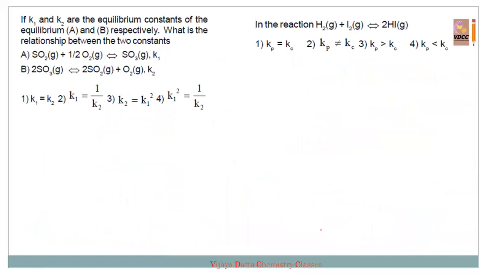Next, here I have taken one example for the reaction. See, this is the first problem. If K1 and K2 are the equilibrium constants of the equilibrium A and B respectively, what is the relationship between the two constants? So first reaction, SO2 plus half O2 gives rise to SO3. Its Kc value is given as K1. Now 2SO3 gives rise to 2SO2 plus O2. Its Kc value is K2. They are asking the relation. Fine. How to do this problem?